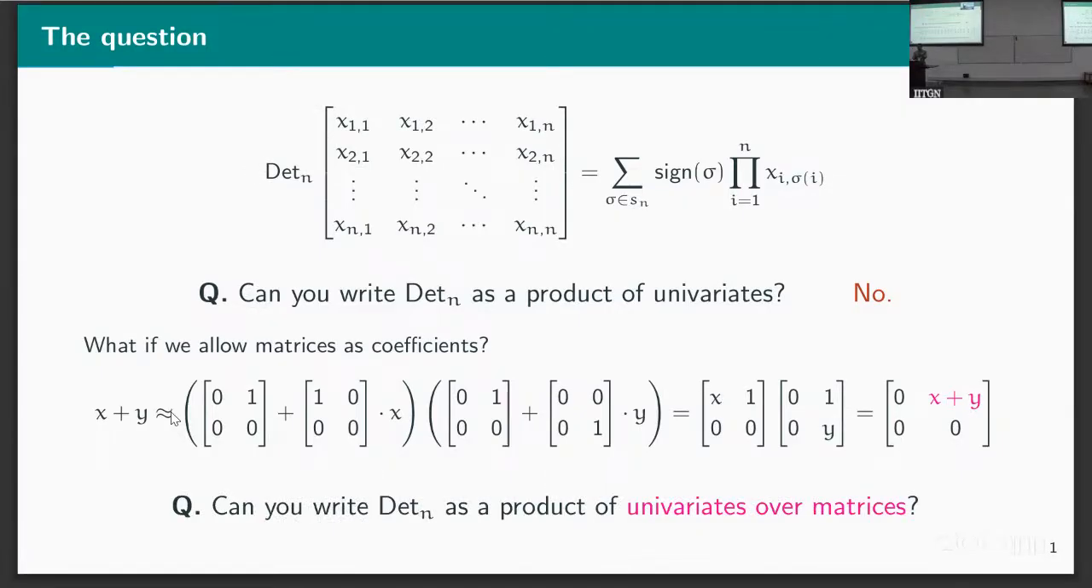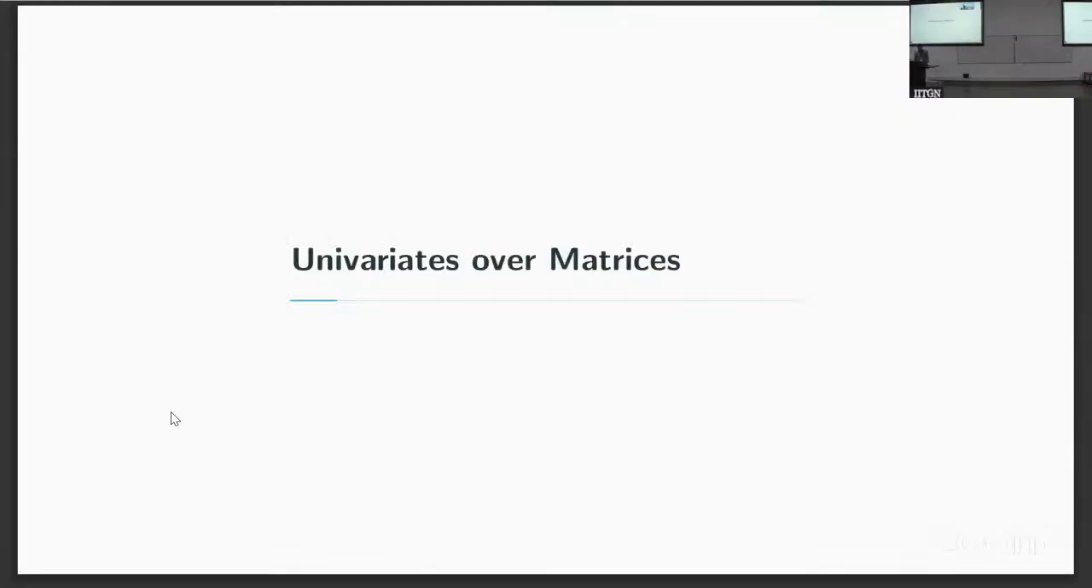Now this is the question. Can you write the determinant as a product of univariates over matrices in this sense? Can you conjure up a product of univariates with matrices as coefficients such that in the final product you can take a linear combination and write the determinant? Okay, so that's what we are going to look at.